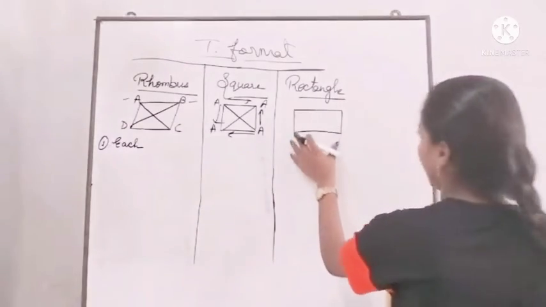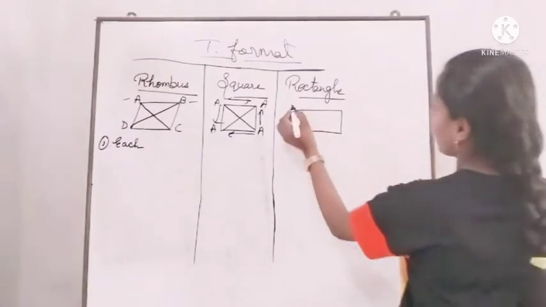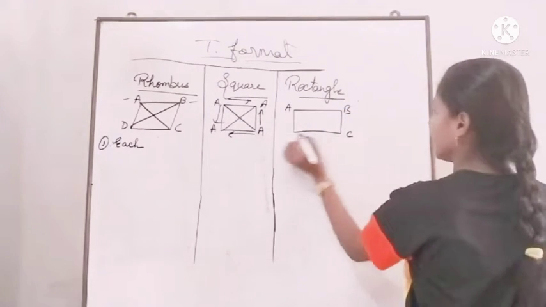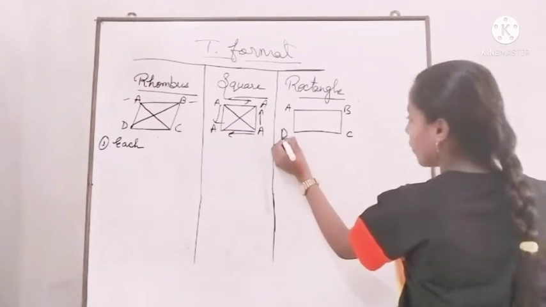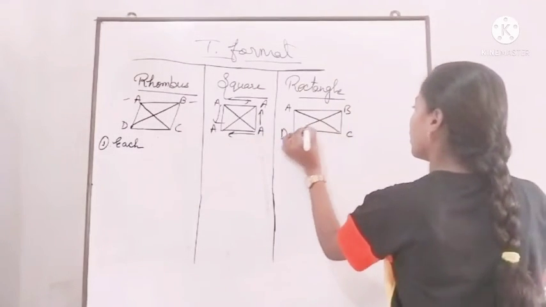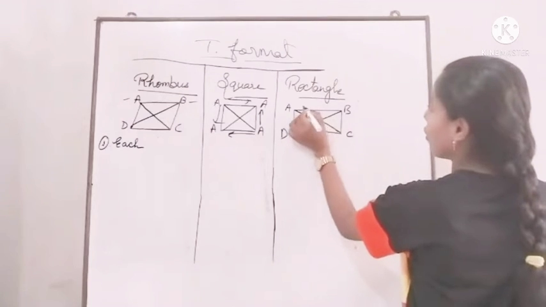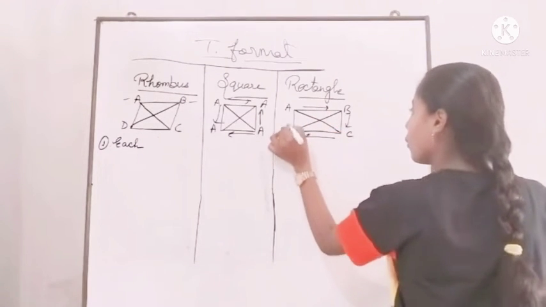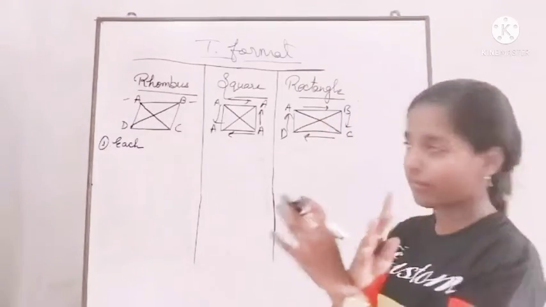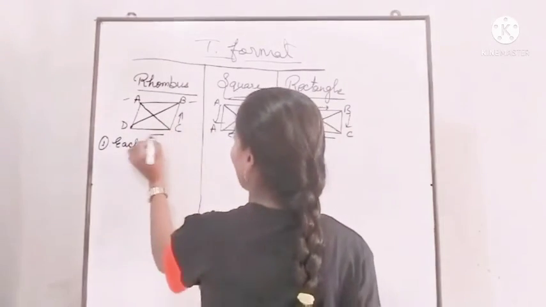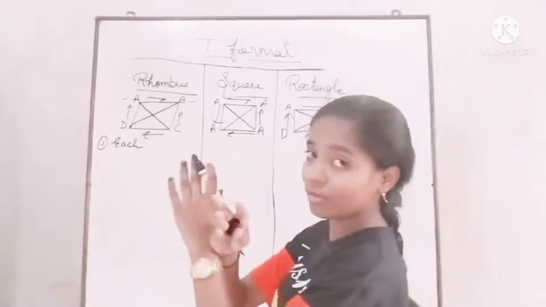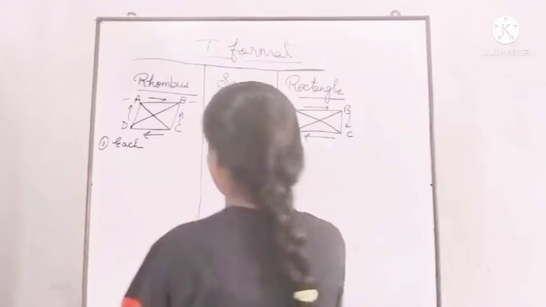Now let's come to the rectangle. So what happens in the rectangle? We'll name it AB and CD. It is a rectangle. If we want to draw the diagonal of this rectangle, we'll draw like this. We cannot draw like this; we can only draw by a straight line crossing the figure. Here also we cannot draw like this. As I told you, we can only draw it crossing the figure completely.